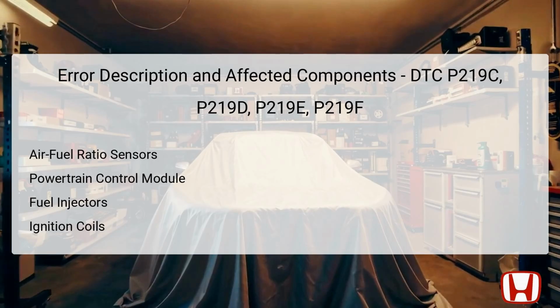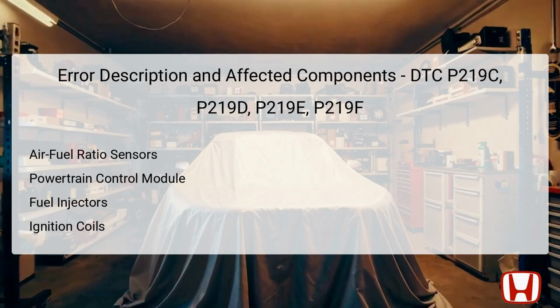Similarly, ignition coils ensure that the fuel-air mixture ignites efficiently. Any failure in these components could exacerbate the air-fuel ratio variations. These components are located within the engine compartment, with the PCM generally mounted in the cabin or at the engine bay area.